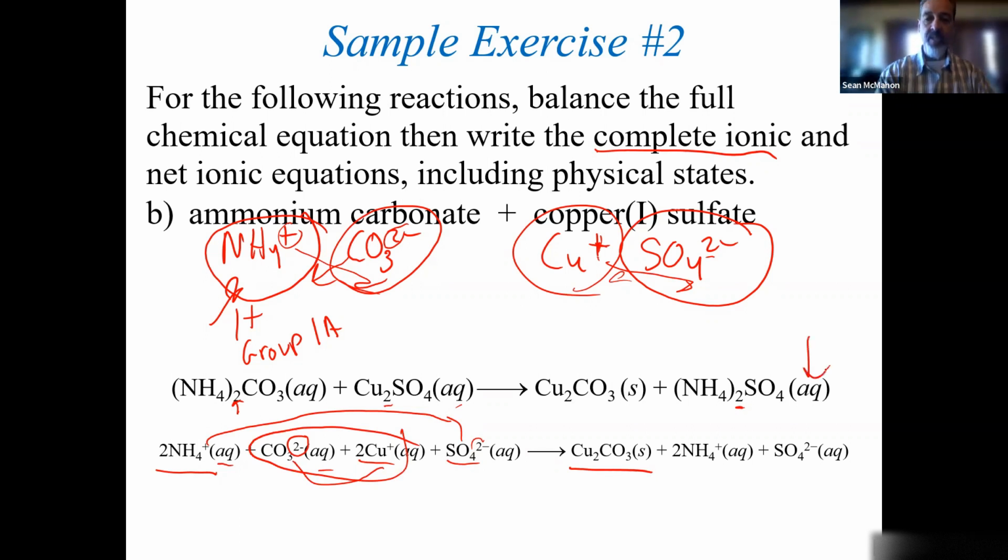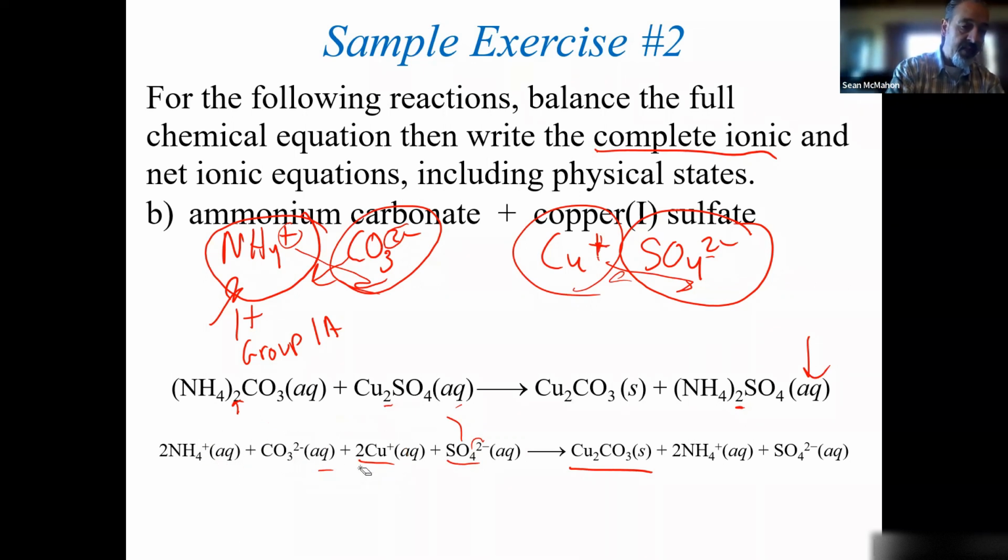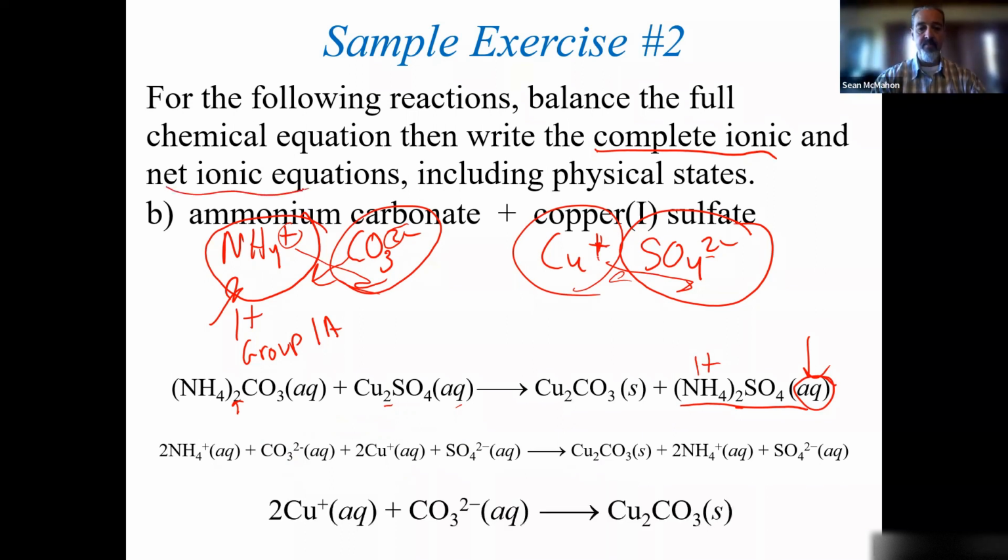We have this as aqueous because, looking at the ammonium sulfate on the product side, the reason why this is aqueous is ammonium is like group 1. It has a 1 charge. It's always soluble. So it keeps separating. So for the net ionic, what do I need to do? I need to cancel out spectators. Well, the ammonium's not doing anything. Neither is the sulfate. What's left? The 2 copper 1s and the carbonate, producing my solid.